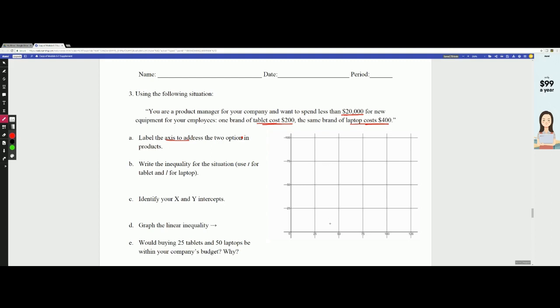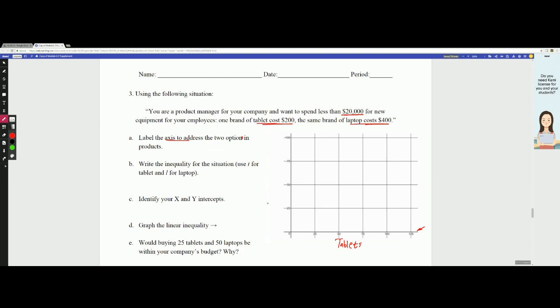Alrighty then. Now which one's cheaper? Tablets, right? So you could probably get more of them, right? So we're going to use the axis that has way higher numbers, that could probably work a little bit better for us. So if we do that, we're going to have tablets down here. We could definitely afford more because they're cheaper than laptops, all right?